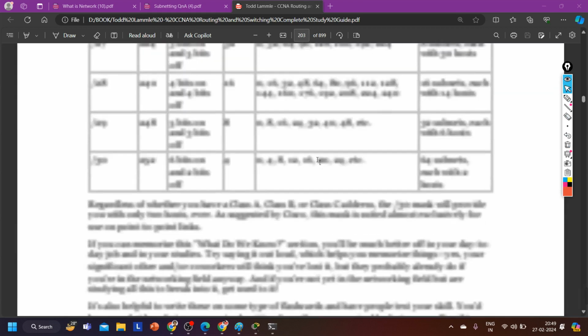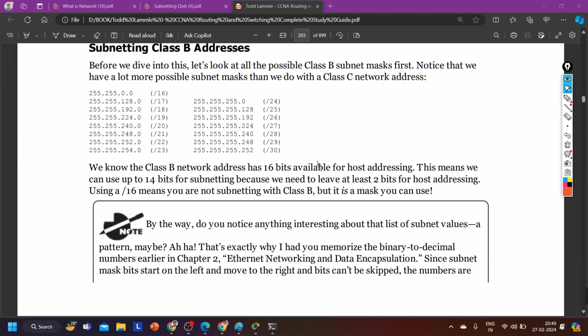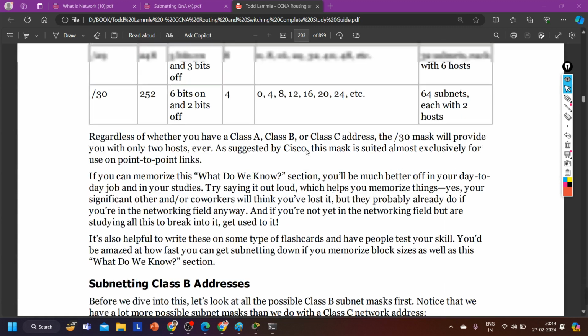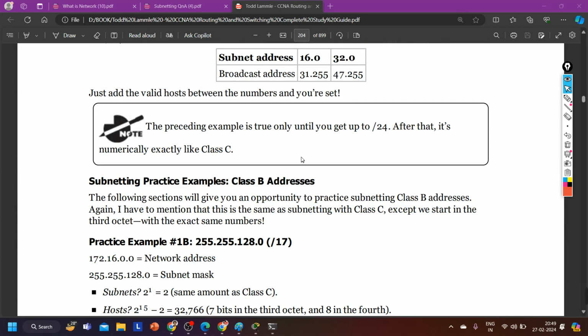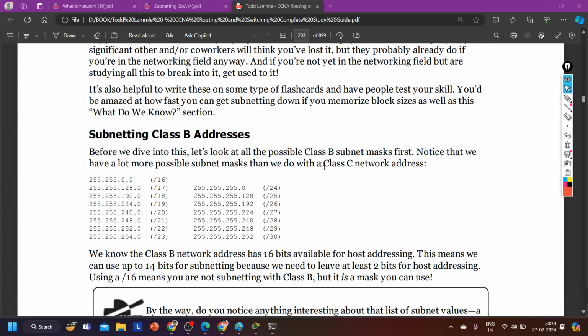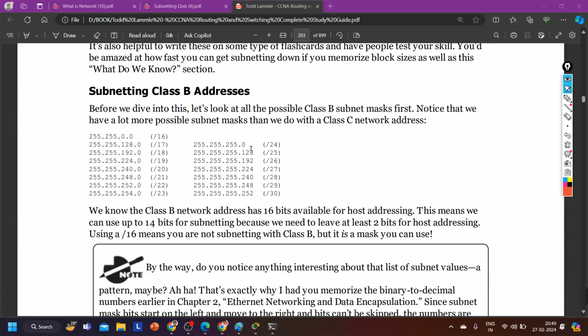Let me take you over here. Hope it is clear for class B as well. There is a class B option also, let me show you. These are class B. For class B, you should calculate from /16 to /30, looking at the CIDR values.